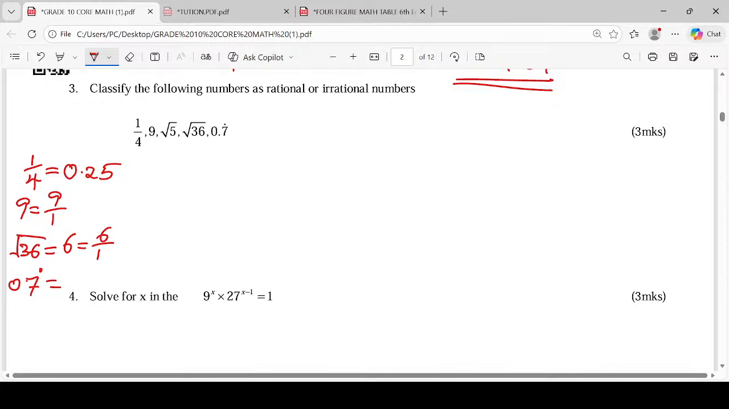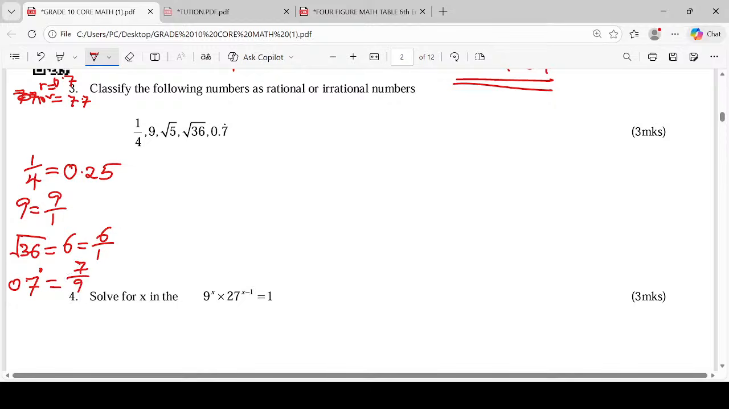I want to see the number as a fraction. Remember, as a fraction, we're going to have 7 points. We're going to have r is equal to 0.7, so 10r is equal to 7.7. Then this is like saying 7 over 9.